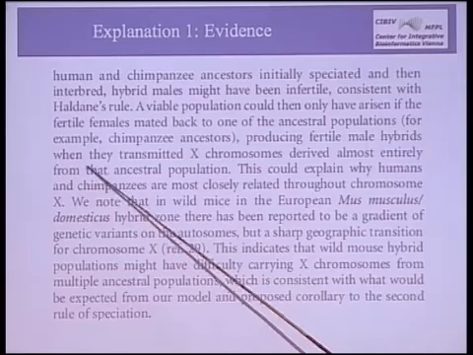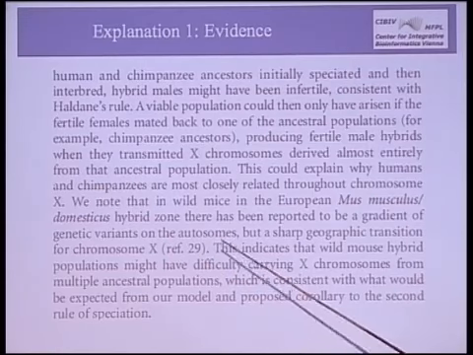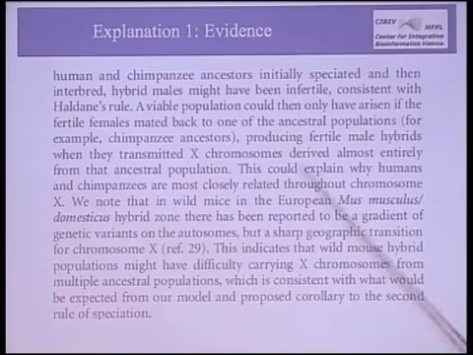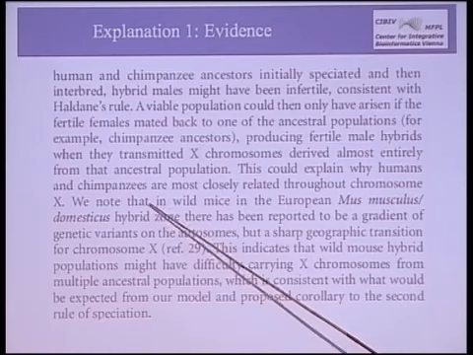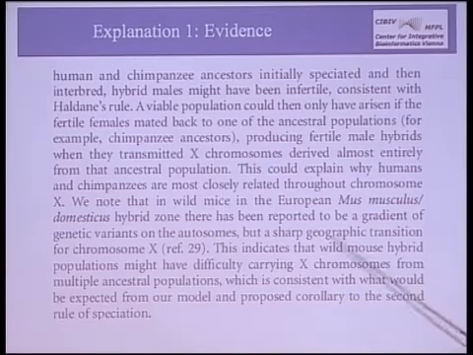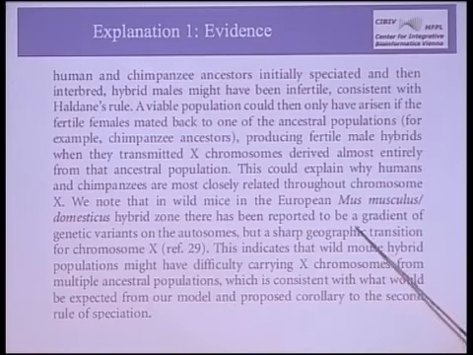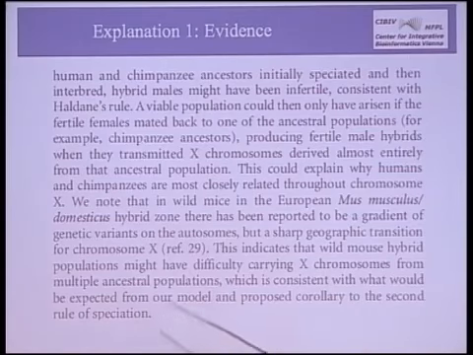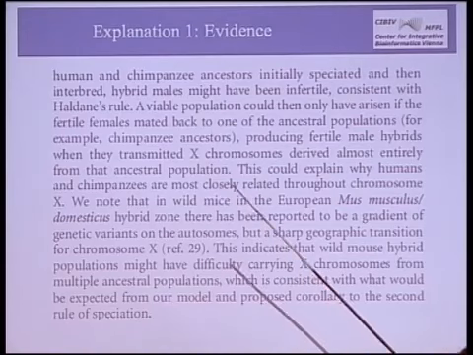Then we have fertile male hybrids, produced when they transmitted X chromosomes that were almost derived from the ancestral population, the one you saw on top. And this could explain why humans and chimps are most closely related throughout chromosome X. In wild mice, they observe a sharp transition for the X chromosome and a much smoother transition, or gradient, for the autosomes. So this indicates that such effects may actually occur, that hybrids may have difficulties in carrying X chromosomes from multiple ancestral populations, which is, of course, consistent with their model. So hybridization of ancestors of humans and chimpanzees occurred.